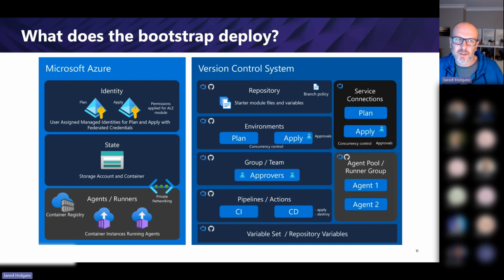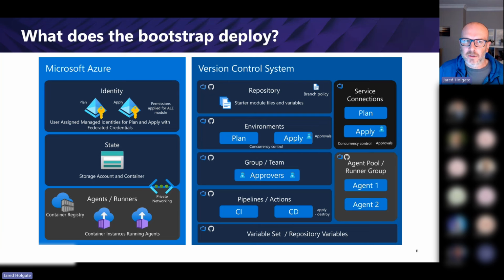For Terraform, we've got a state file, and we've got some private networking. For both Bicep and Terraform, we have a container registry and currently some container instances. In the future, we're going to support Azure Container Apps and Managed DevOps Pools, if you're familiar with that as well. There's different options for these agents. At the moment, it's just container instances.